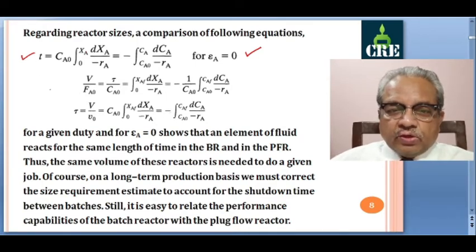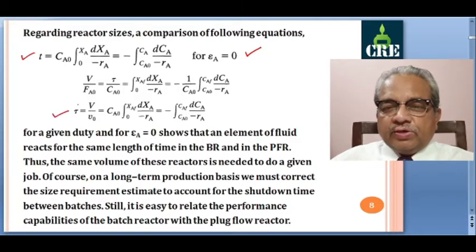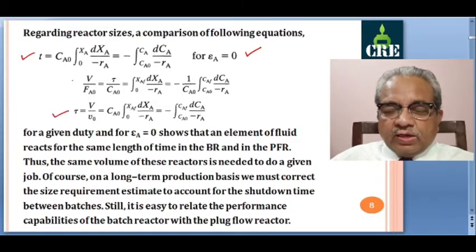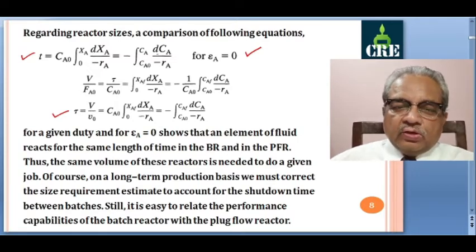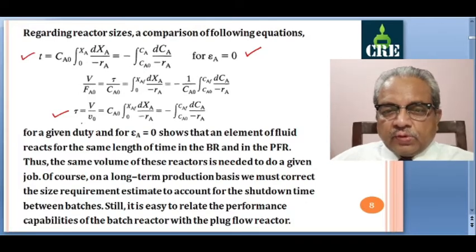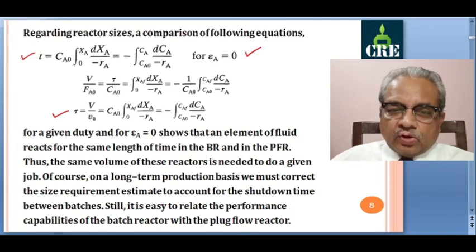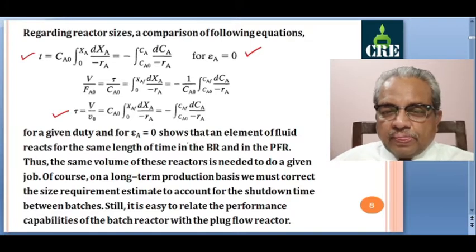If you compare this and this set of equation, you find that the model is same for batch reactor and plug flow reactor. The only change is there we denote it t as batch time, here tau is the space time or residence time. And in batch reactor, it's unsteady state operation, concentration is function of time, where here it is steady state operation.